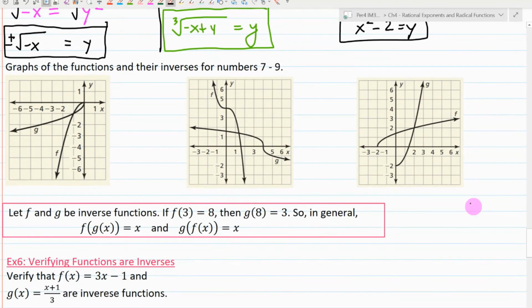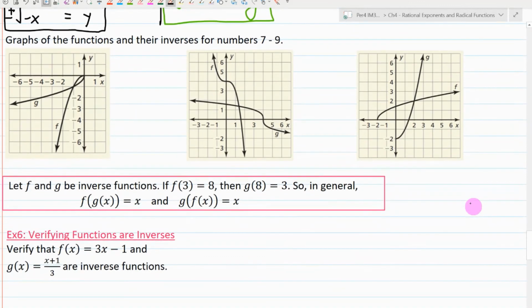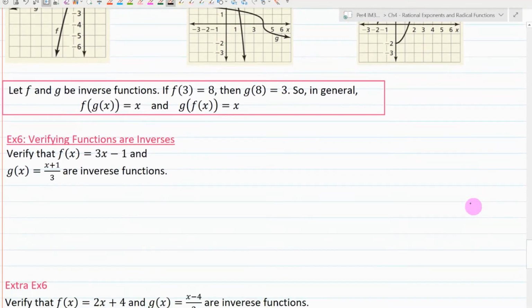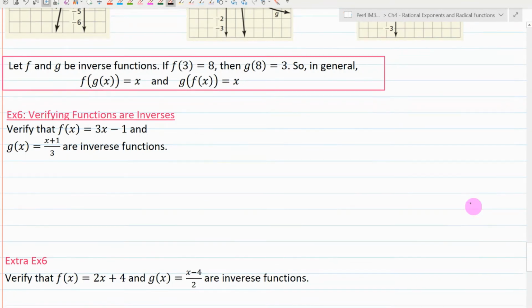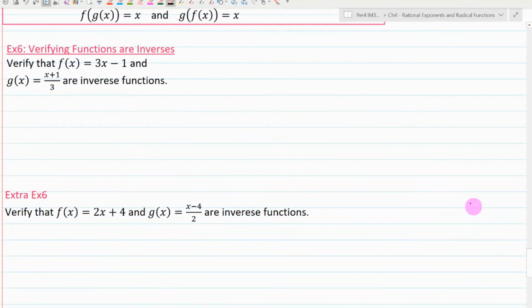Next, we're not going to graph those. The functions are already there. Those are the ones that we just finished doing. And they just want to verify that these two are inverse functions. So there's more than one way of doing it. You can plug one into the other and see if you get x, or you can just find the inverse function of one and see if it equals the other. So that's what I'm going to do. I'm going to find the inverse function of f of x.